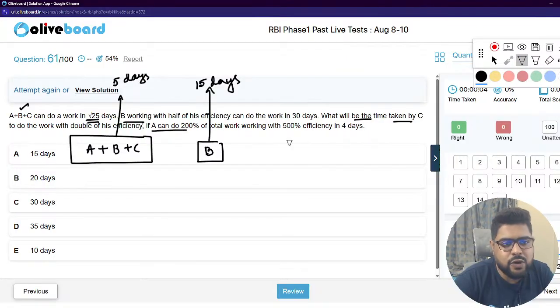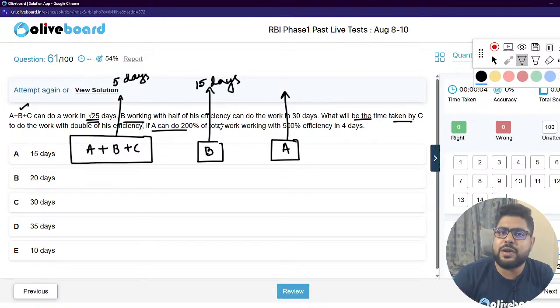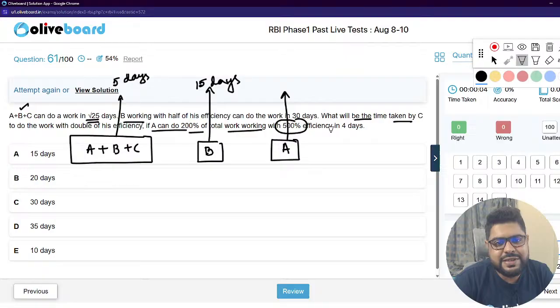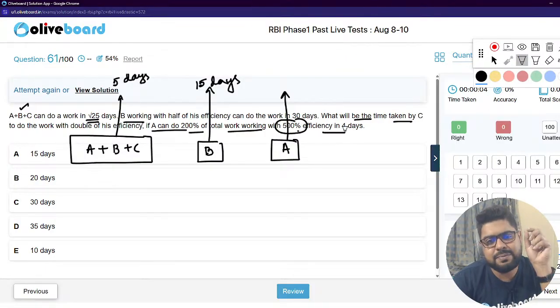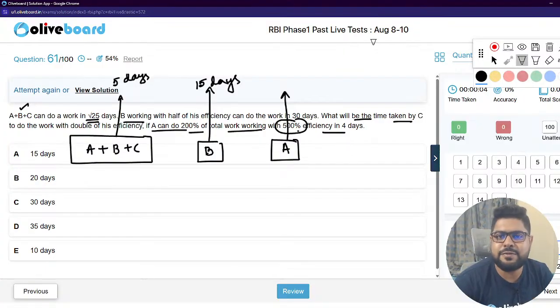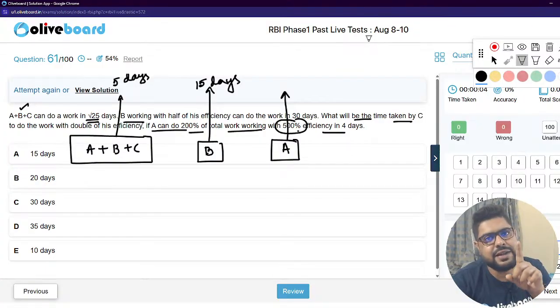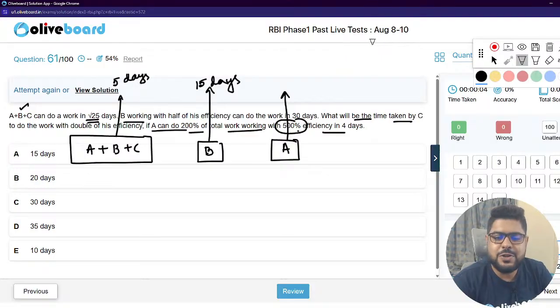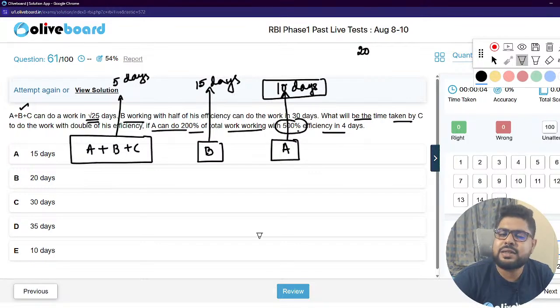Achha, for A also it is given. 200% of the work. This line can be a little tricky. 500% efficiency, 4 days. Like 500% efficiency enables him to do this in 4 days. So what about 100% efficiency? That will be 20 days, 5 4s are 20. But that is 200% of the work. So 100% of the work in 10 days.